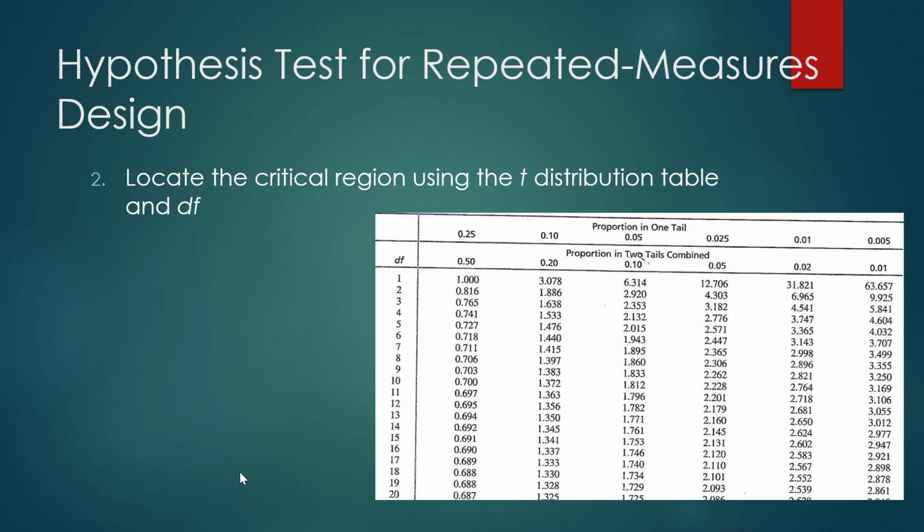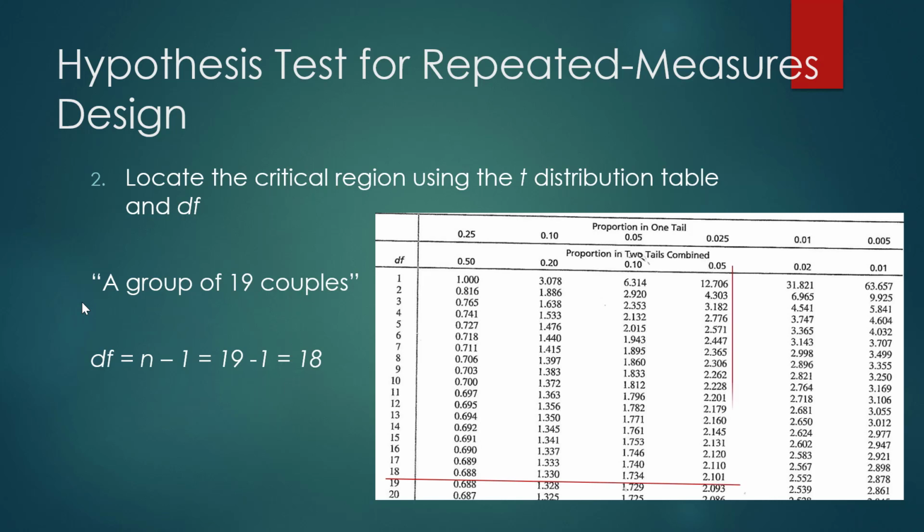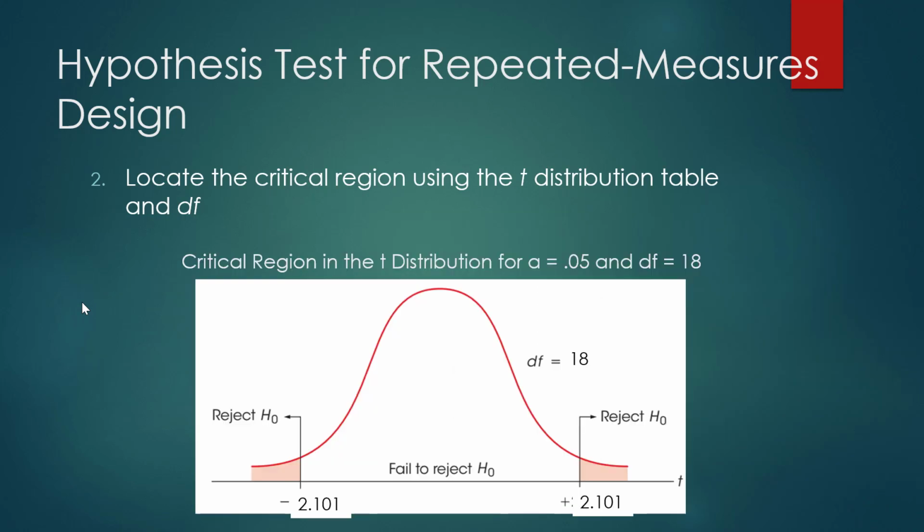So now we need to locate the critical region using the t-distribution table and degrees of freedom. Remember that the example we gave said a group of 19 couples. So we're going to have 19 scores. To get our degrees of freedom, it's n minus 1. So we do 19 minus 1, that gives us degrees of freedom of 18. For 0.05 and two tails combined, we get a critical t of 2.101.